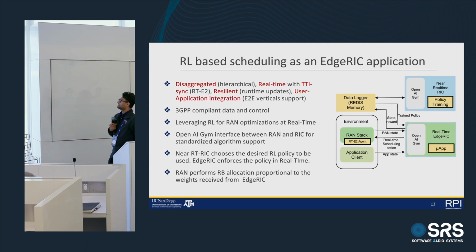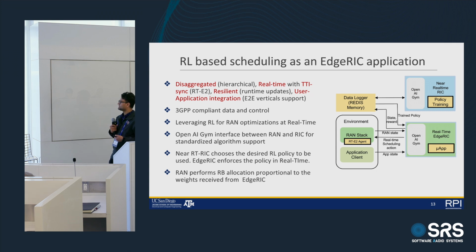So the RL-based scheduling, this is how we have built the pipeline. You can see the RAN stack runs an RT real-time E2 agent. This E2 interface is very similar to the E2 interface for near real-time RIC. We call it RT-E2 because it is a real-time E2 agent, which talks to the micro app on the other side, and it builds a real-time Edge RIC engine, right?